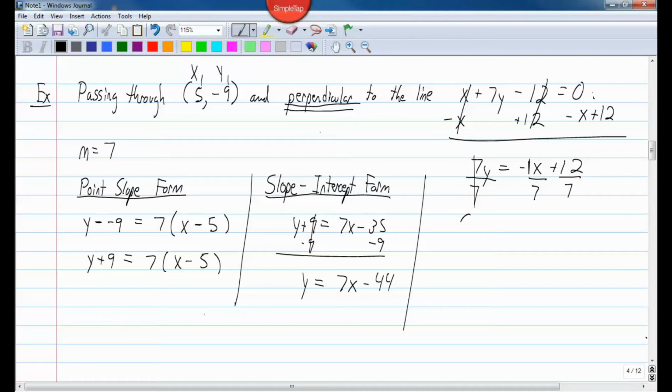Now, what if I was asked for general form? General form, you move everything to one side and set it equal to 0. So I'm going to take this y and move it over to the right side. Then I'll have 7x minus y minus 44 equals 0. Now, if for some reason you have any fractions when you move stuff over, then multiply the entire equation by the least common denominator to get rid of all the fractions.